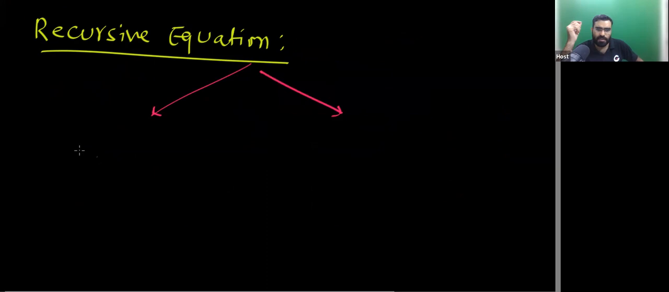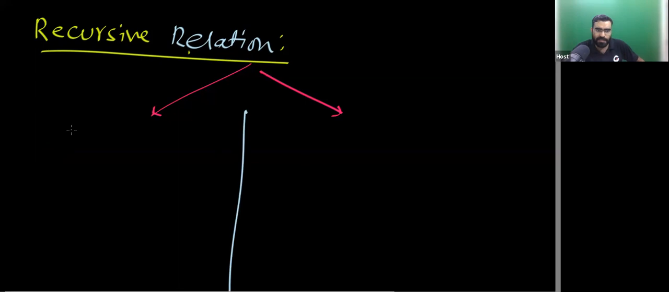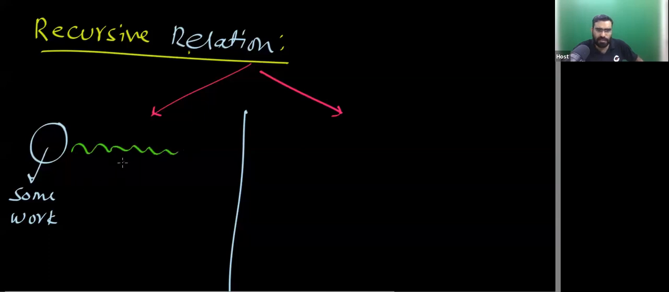Either you can do something in the beginning and then let the recursion do everything. Agree with me? If you are solving a problem recursively, there are two ways. In the beginning you can do some work, and then you apply the recursion. In the beginning you just do some work, and then let the recursion handle everything. Is this point clear?